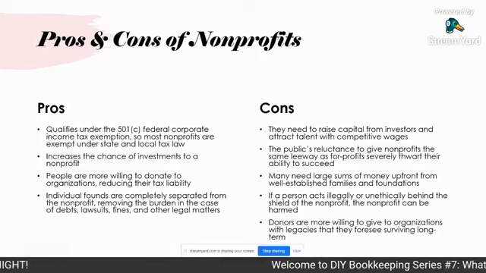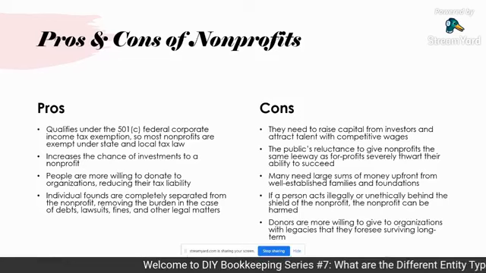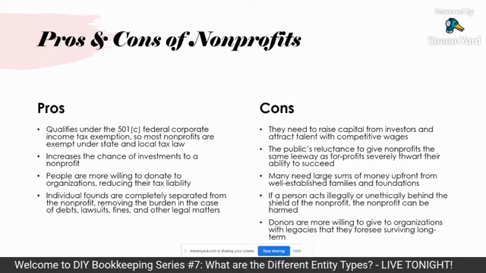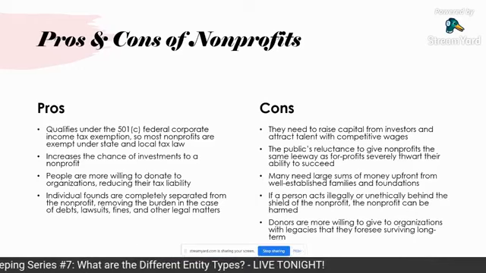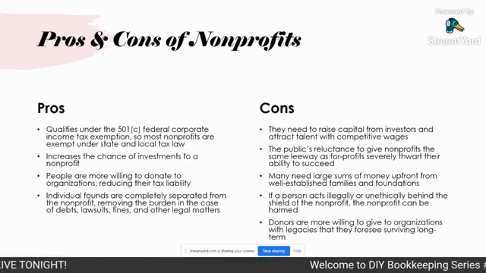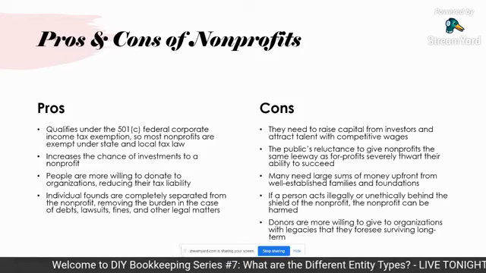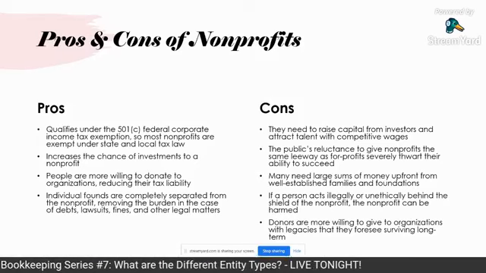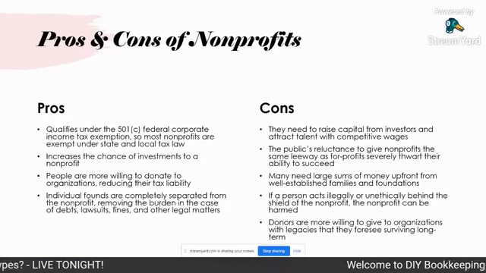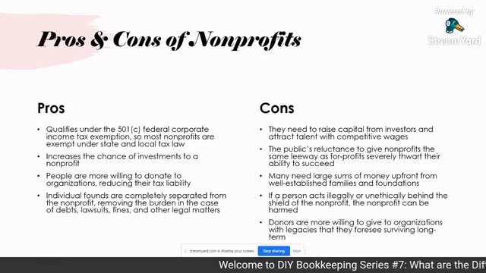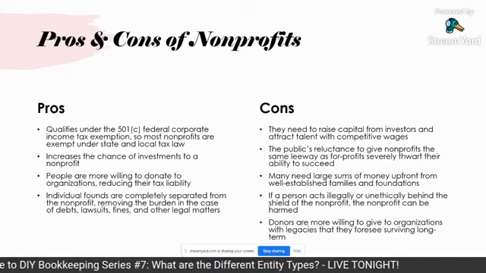If a person acts illegally or unethically, this is a big one, behind the shield of the nonprofit can be harmed. And donors are more willing to give to organizations with legacies that they foresee surviving long term. So if you are a brand new nonprofit and nobody knows about you, chances are you're probably not going to get as many donations for the first 5 years, maybe, because people don't know who you are and they don't know if you're going to survive.